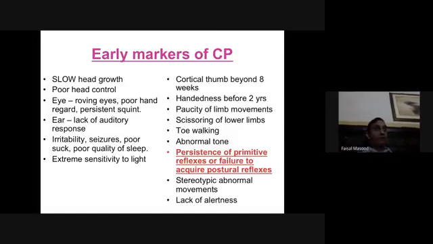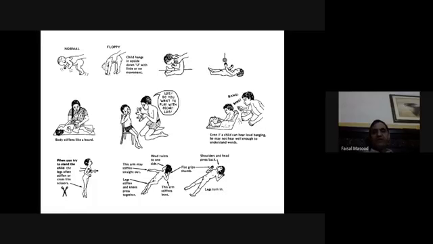This is very important. The child has certain primitive reflexes. They go by certain time. A few of them disappear by 6 months, majority by 1 to 2 years. And if they are present, that means the brain is immature. Then stereotypical abnormal movements, lack of alertness. These are the primitive reflexes.